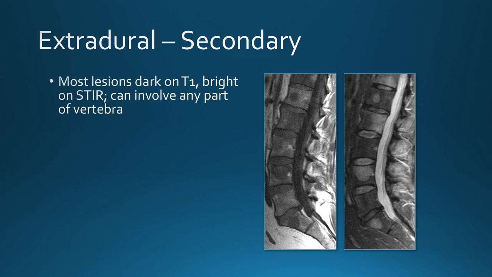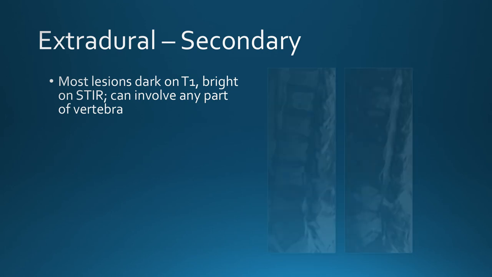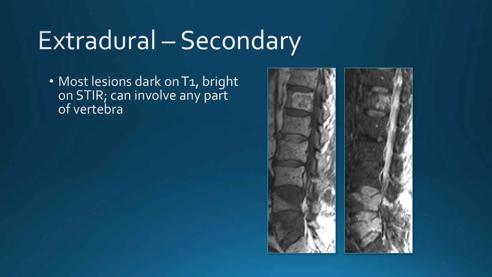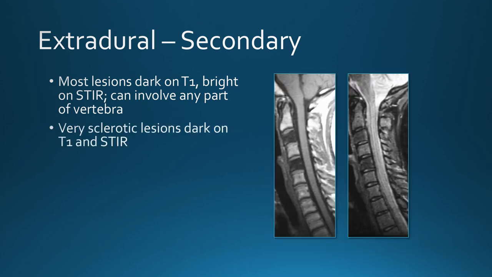When we're dealing with metastatic lesions, most of the lesions will be dark on T1, bright on STIR. Any part of the vertebra can be involved. Don't always assume every lesion is a metastasis. Remember, look for T1 bright lesions, which represent hemangiomas. Very sclerotic lesions show up very well on T1, but not so well on the STIR images.